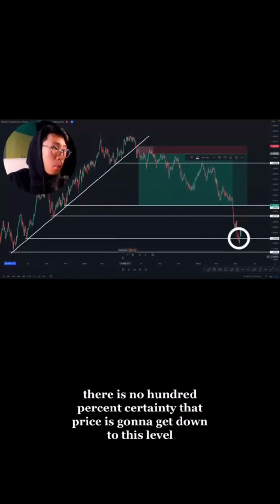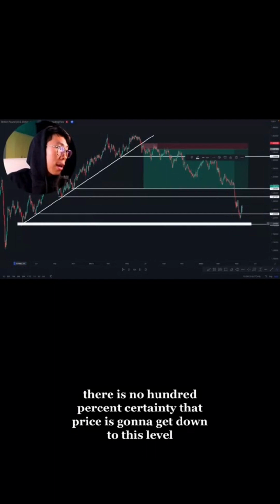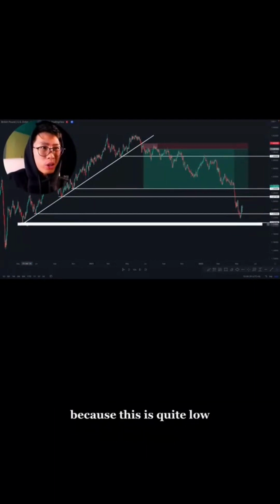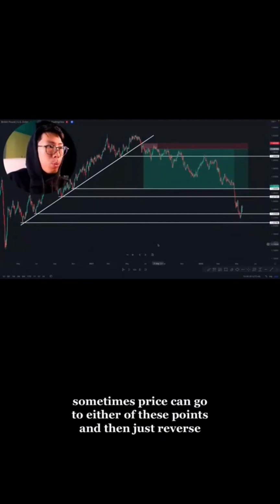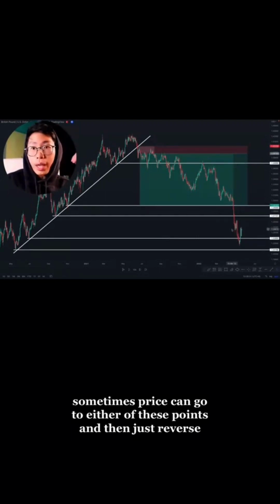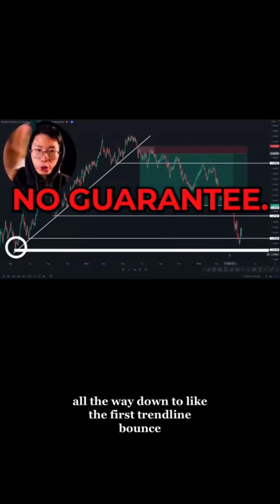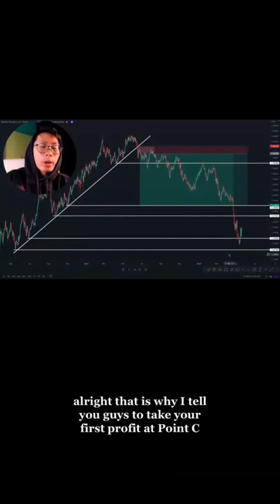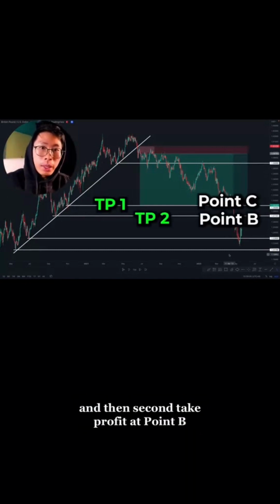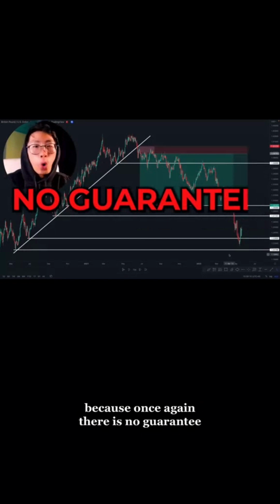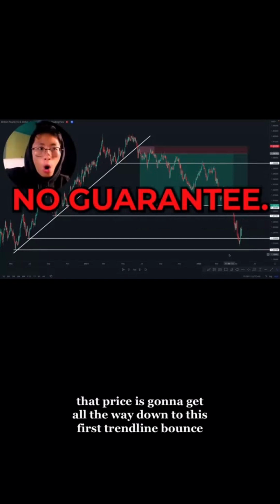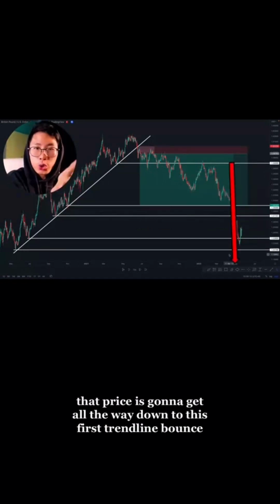Ultimately there is no 100% certainty that price is gonna get down to this level right here, the first trend line bounce, because this is quite low. Sometimes price can go to either one of these points and then just reverse, right? There is no 100% certainty that price is gonna go all the way down to the first trend line bounce, alright? That is why I tell you guys to take your first profit at point C and then second take profit at point B, because once again, there is no guarantee that price is gonna get all the way down to this first trend line bounce.